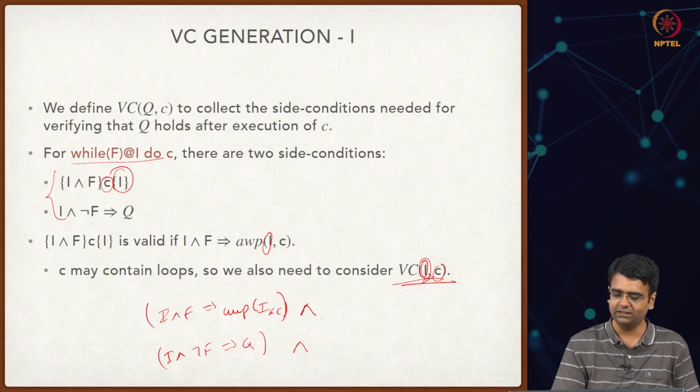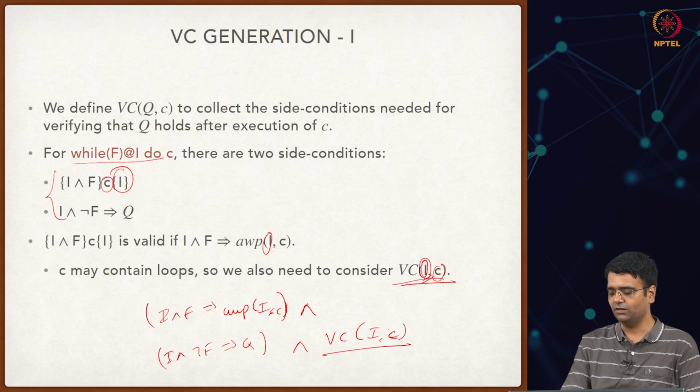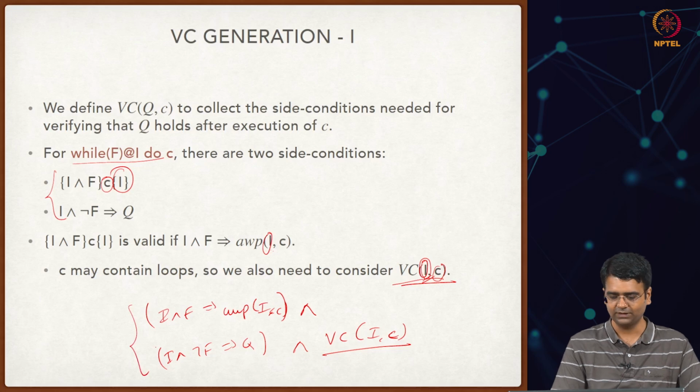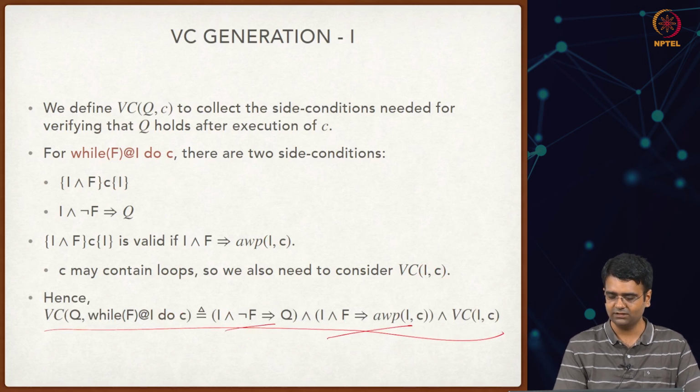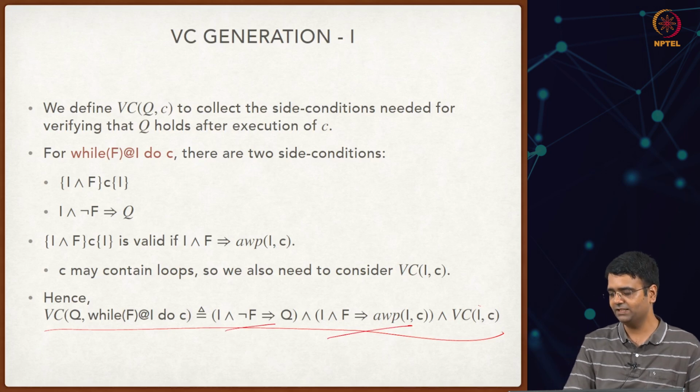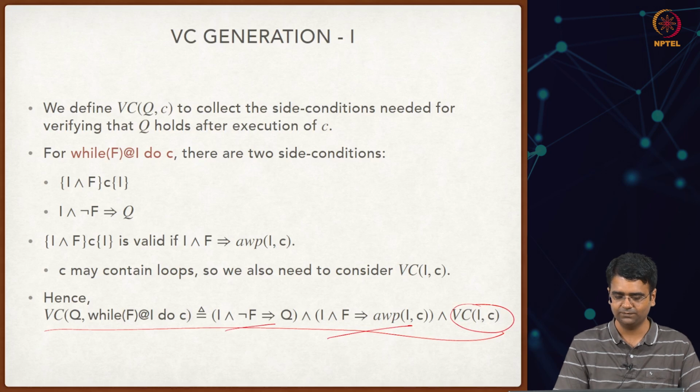and there are the side conditions corresponding to the body of the loop, which is VC of I comma C. So this is again recursive. If the body of the loop contains another while loop, then this VC is again going to construct side conditions like this. So this is the entire set of VCs for a while loop: the two side conditions that we have just seen, and the VCs corresponding to the body of the loop.